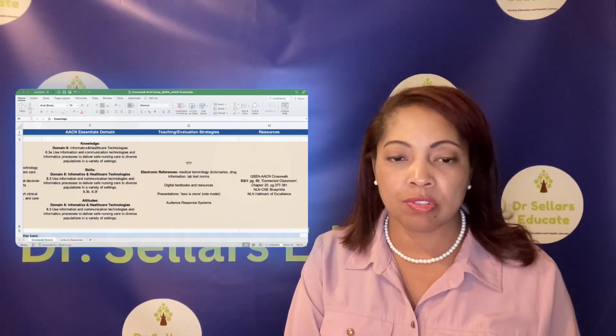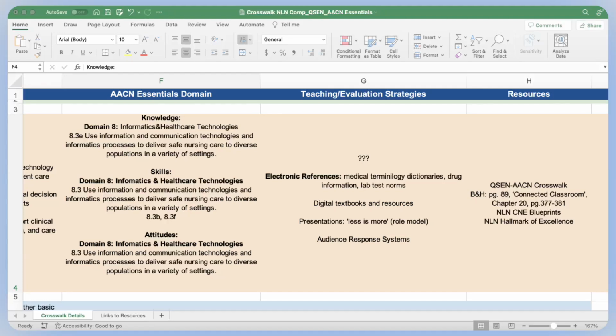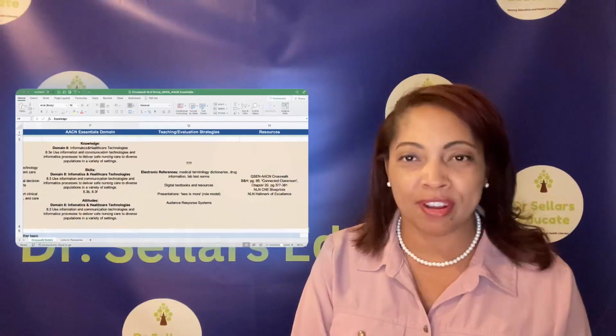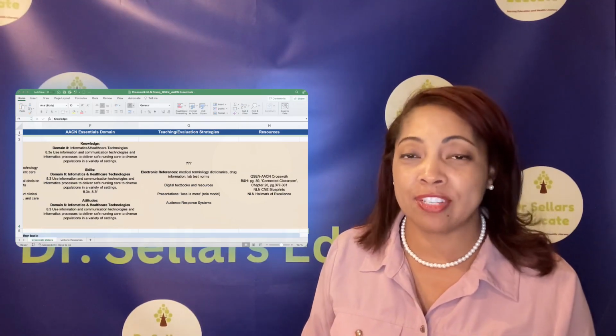So using these digital resources to help ensure that the medical terminology dictionaries, drug information books, as I mentioned, lab test norms, making sure that we are integrating and utilizing these electronic resources, digital textbooks and resources, presentations, and take a look at this. Less is more. Now, I know it can be hard. I know it's hard for me too, to limit the amount of content that I'm putting on a presentation slide.